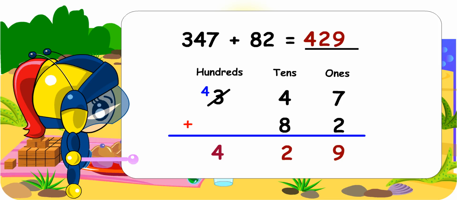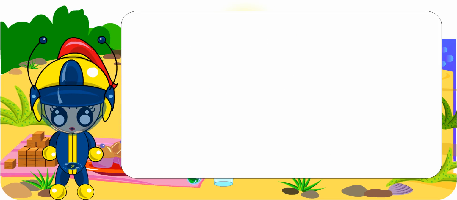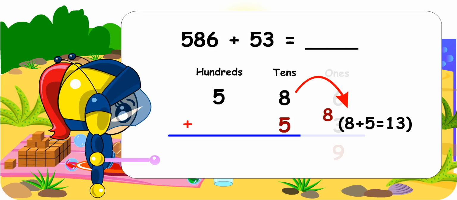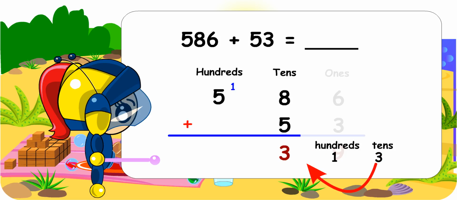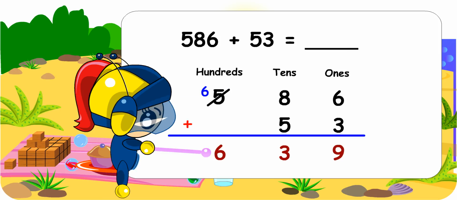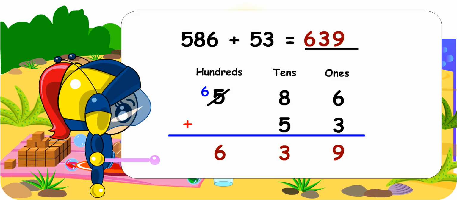I think I understand. Let me try one sum. Okay, try this one then. 586 plus 53. First, I add 6 and 3 to get 9. I write down 9 in the ones place. Next, I add 8 tens and 5 tens to get 13 tens. I rename 13 tens as 1 hundred and 3 tens and carry 100 to the hundreds place and write 3 in the tens place. Finally, I add 5 to 1 to get 6 hundreds. The total is 639. Well done, Turbo Girl.